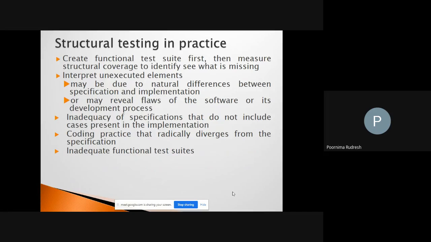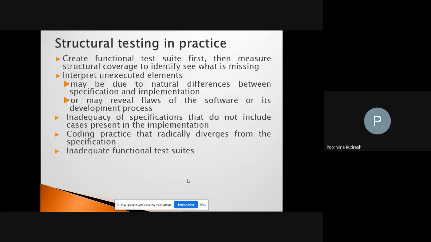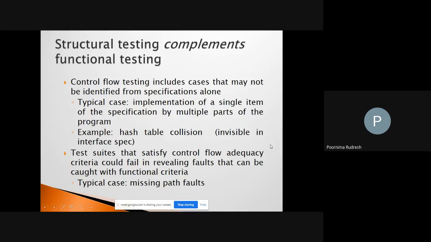So create the functional test suite first, then measure structural coverage to identify what is missing. As I said, there is a gap between the control flow strategy and the functional testing criteria, right? So in order to fill that gap, what is the first thing we have to do? First, we create the test suites for functional testing. Then, using them, we check whether the test cases cover the structural testing criteria, or satisfy the control flow adequacy criteria, or not.